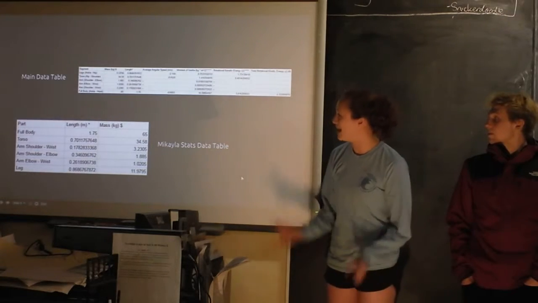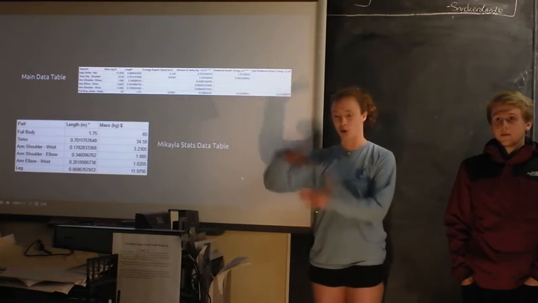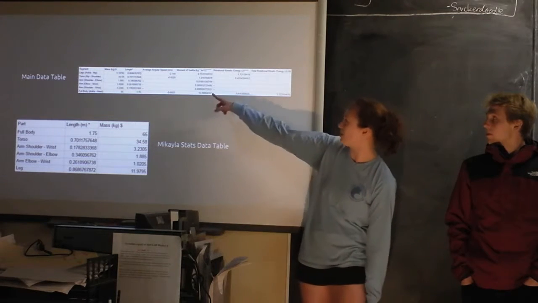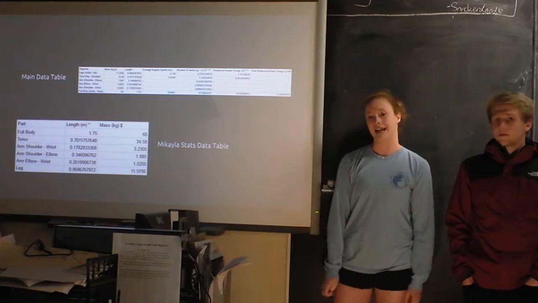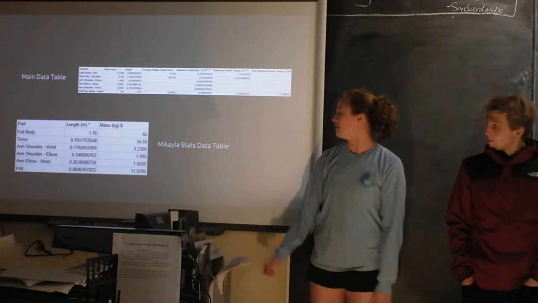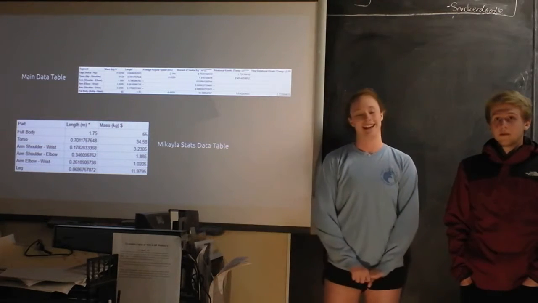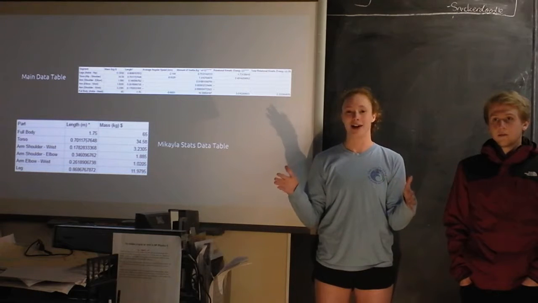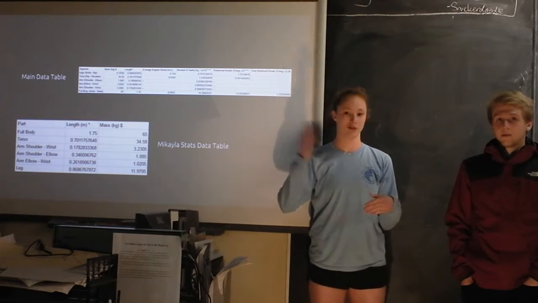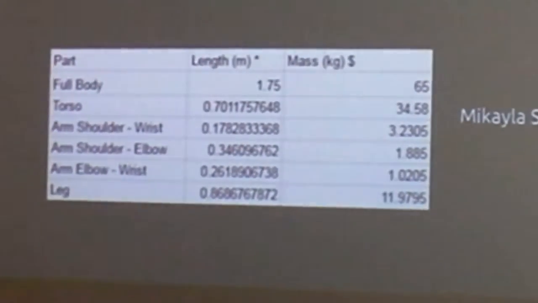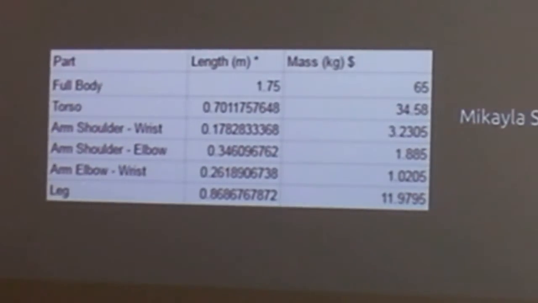So we had a main data table, so we shortened all our data down into this, and then we had the moment of inertia and rotational kinetic energy, and then we had my stats. And we have more data of how we did the next slide, which we made animations, but it was so incredibly long and repetitive that we didn't put it in here.